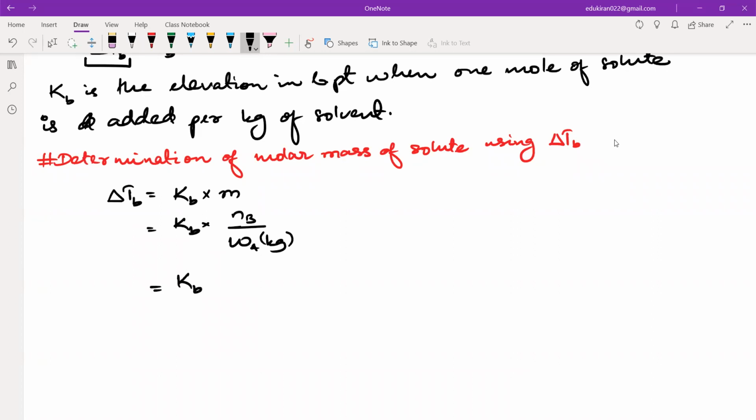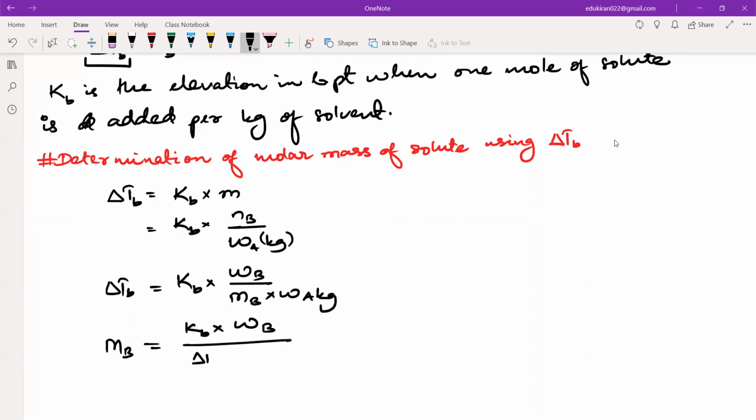And KB into number of moles of solute will be equal to WB upon MB, the given mass upon the molar mass, into WA in kg. This is equal to what? Delta TB. Now I will replace this MB and keep it on the left hand side, and I will get MB is equal to KB into WB upon delta TB into WA in kg.